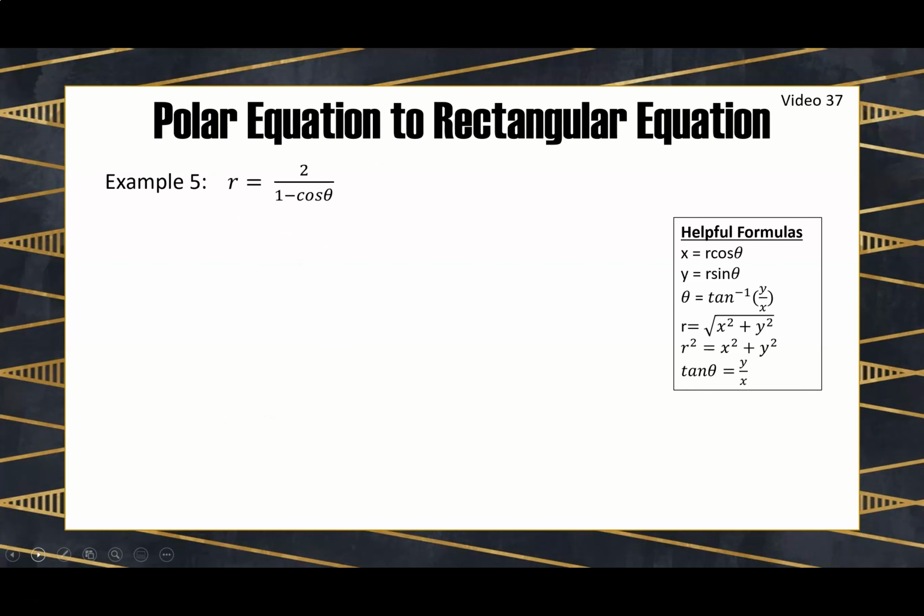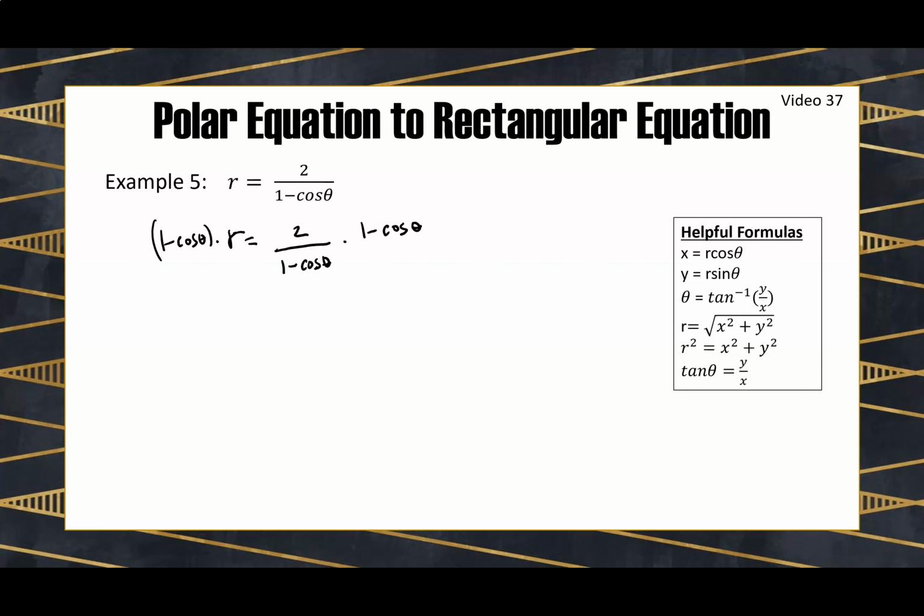All right, example 5, a pretty important one. Hint, hint, nudge, nudge, winkety wink. What we're going to do here is multiply by the denominator. So let me just rewrite this down here so we have more space. Okay, I'm going to multiply by 1 minus cosine theta. I'm going to multiply here by 1 minus cosine theta.